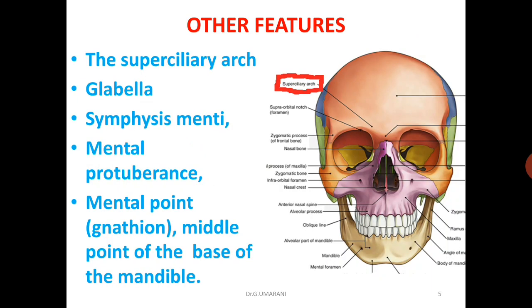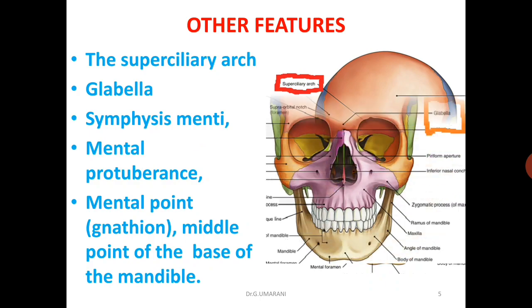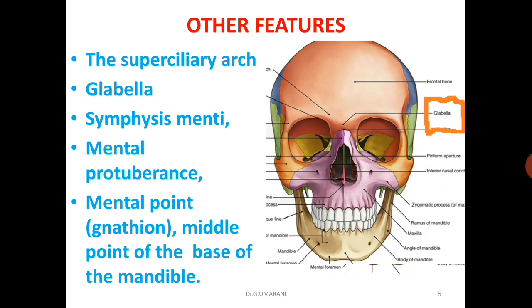Some other important features located in the Norma frontalis. Number one, the superciliary arch. It is a rounded, curved elevation above the medial part of each orbit. The frontal sinus is located within this arch. Next is the glabella. The glabella is the median elevation connecting the two superciliary arches.